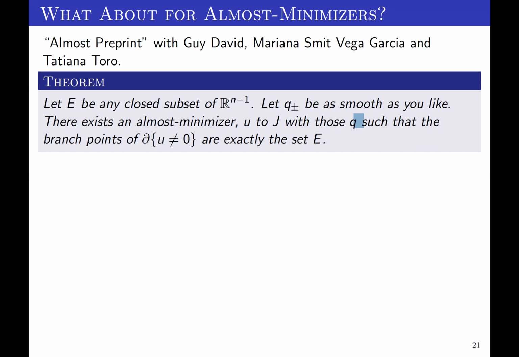And so in this same almost preprint, which is coming out soon with Guy, Mariana, and Tatiana, we show that almost minimizers have no structure on their branch points. So you pick any set you want, any closed subset of R^{n-1}. I can come up with an almost minimizer u such that the branch points of u lie exactly in the set E. Okay, so I have to be a little bit careful. E has to be the boundary inside of R^{n-1} of some other set O, but fine.